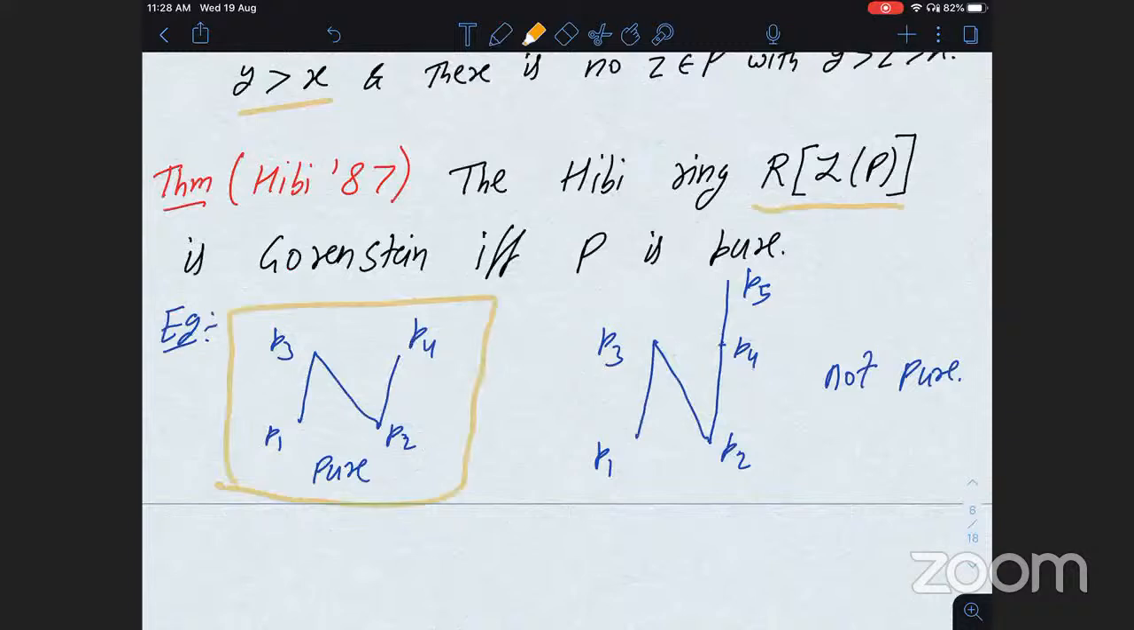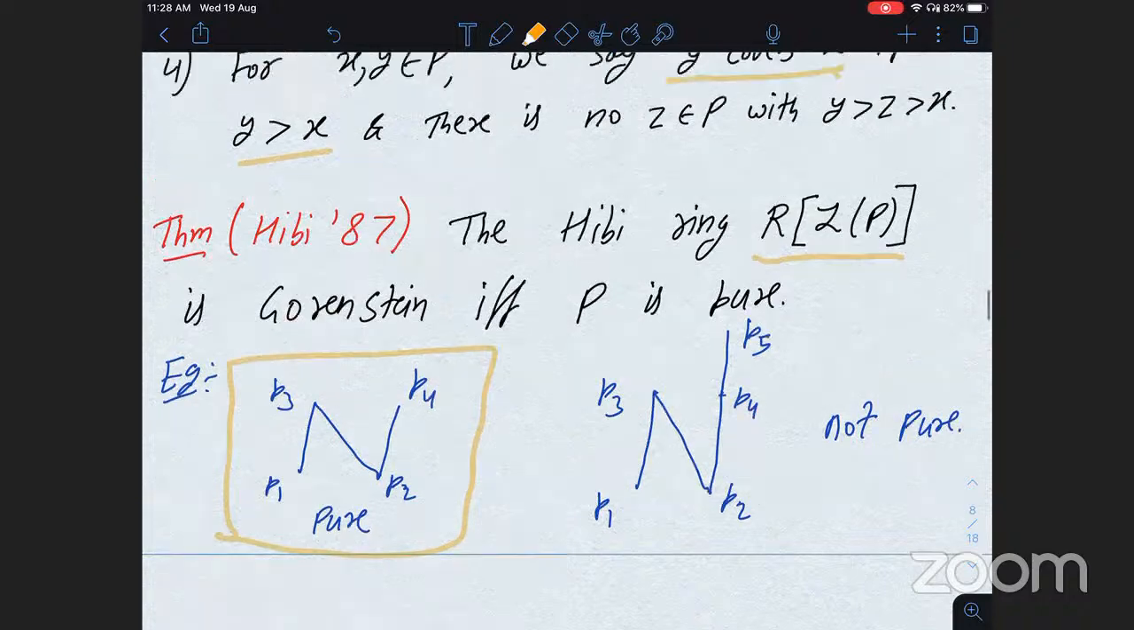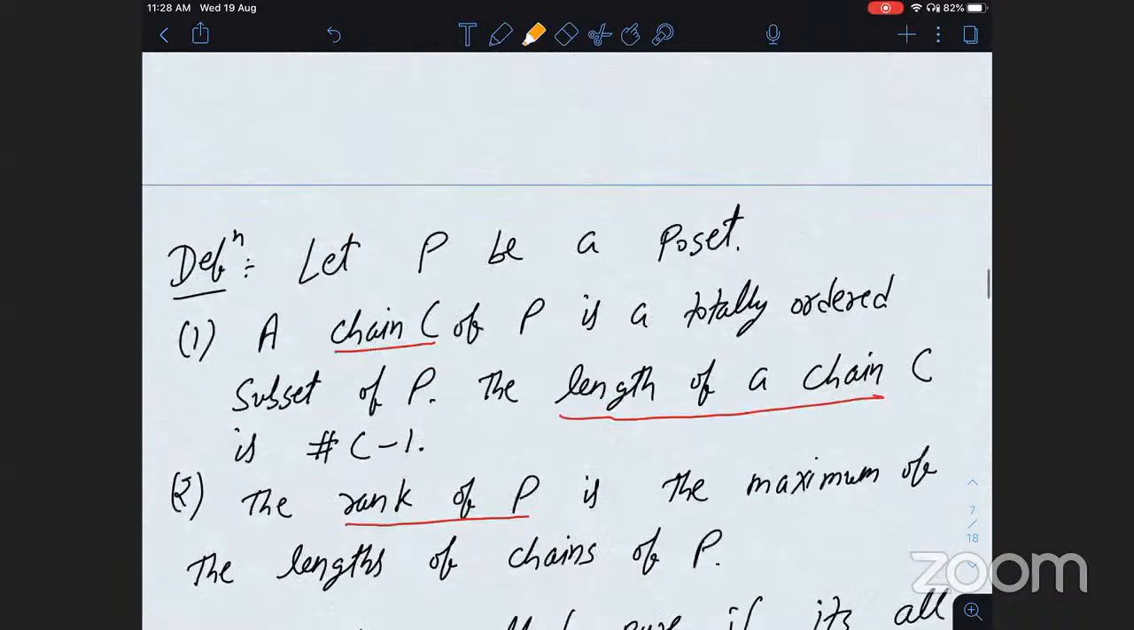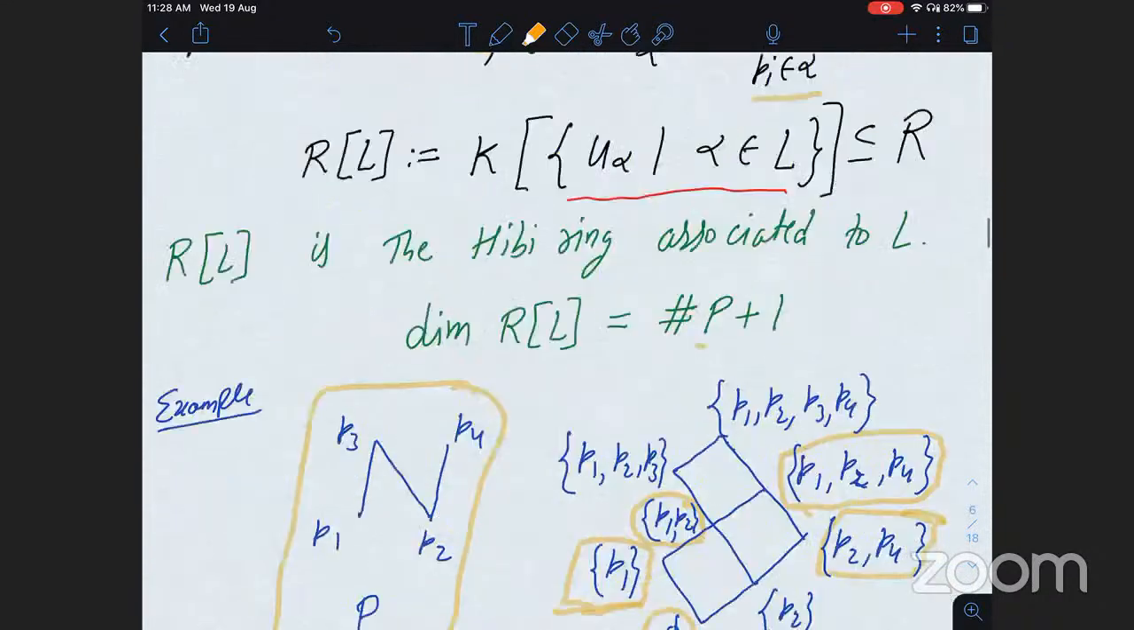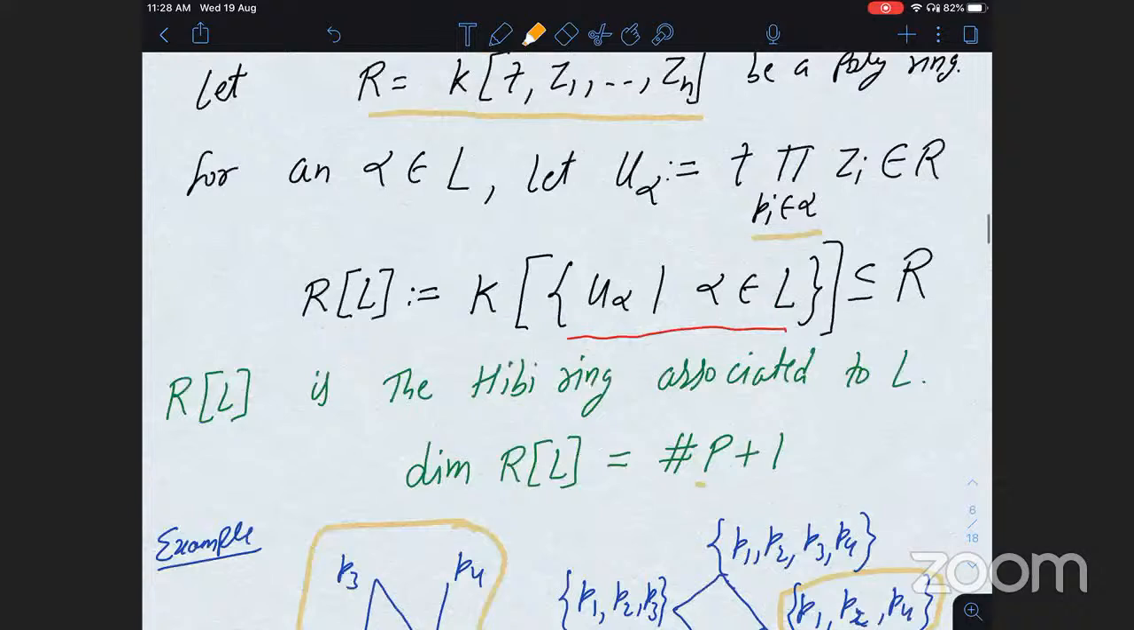P1, P2, P3, P4. Someone is asking what is U_alpha? U_alpha, I've defined it here. Given an order ideal alpha of L, we are defining a monomial of R, and it is defined like this. It is the product of T and Z_i's, and Z_i will be there in the product if P_i belongs to alpha.